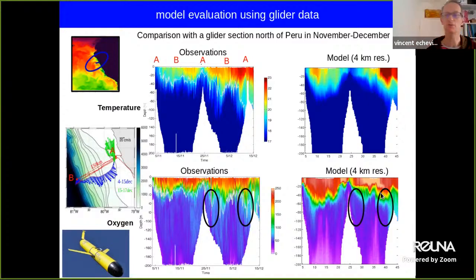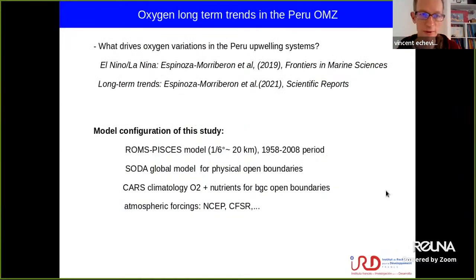And the model, to some extent, is able to represent this oxygenated water, this advection of oxygenated water near the coast. So evaluation of your model is really important for the physics and for the biogeochemistry. Now I'm going to talk about one study about the trends of oxygen variation in the Peru cooling system.